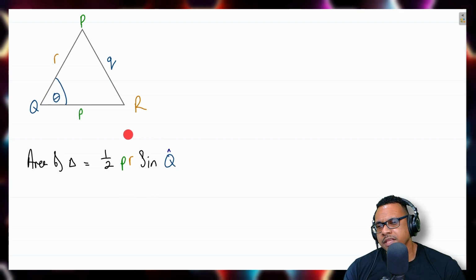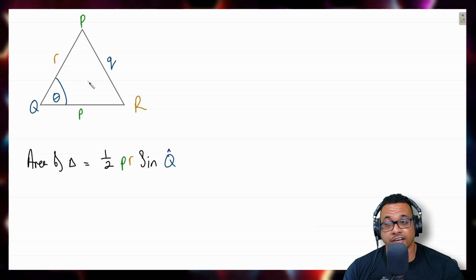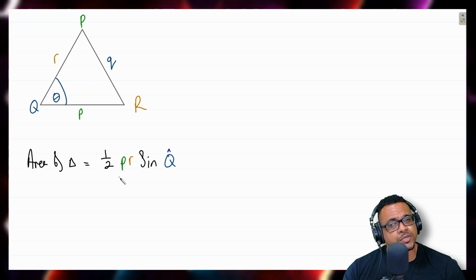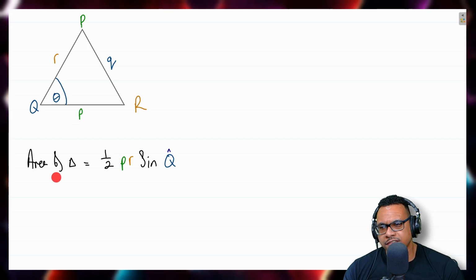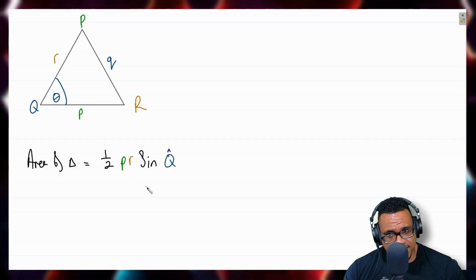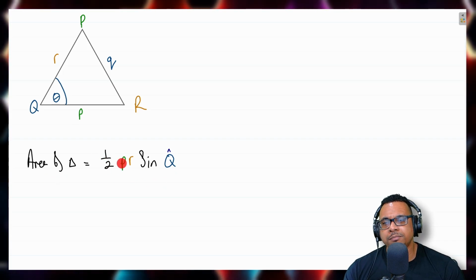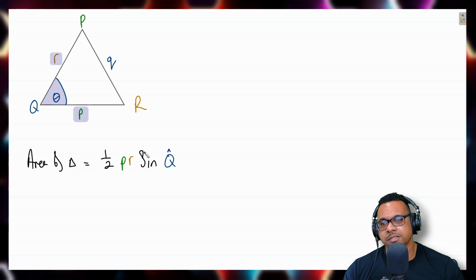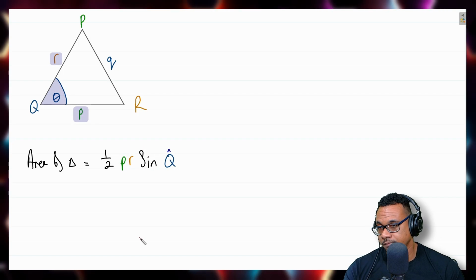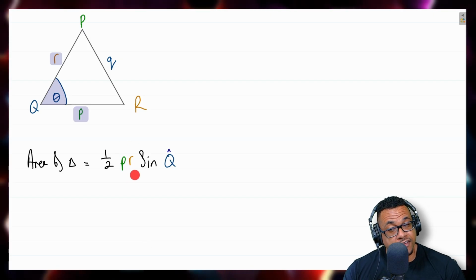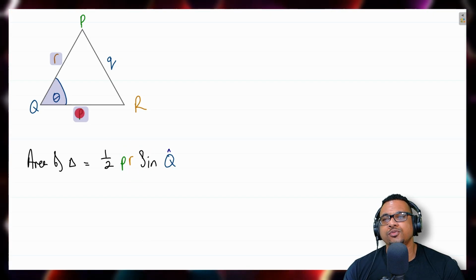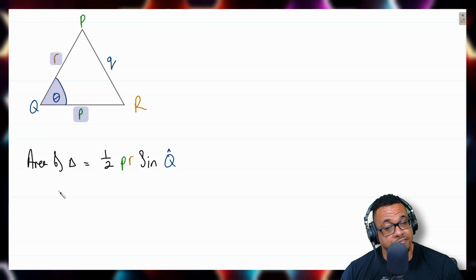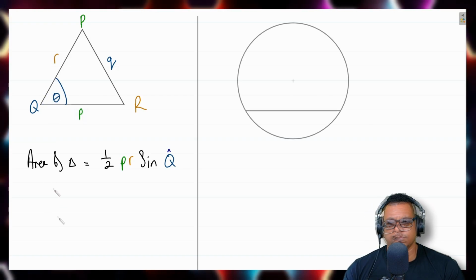And this would be your formula for the area of the triangle PQR when the angle is at Q. Now, as I showed in the first question, you don't always have to use this formula. Once you understand, it's always a half multiplied by two sides that are on either side of the given angle, multiplied by sine of that given angle. So now that we know how to find the area of a triangle given two sides and the angle between them, now let's look at how to find the area of a segment.